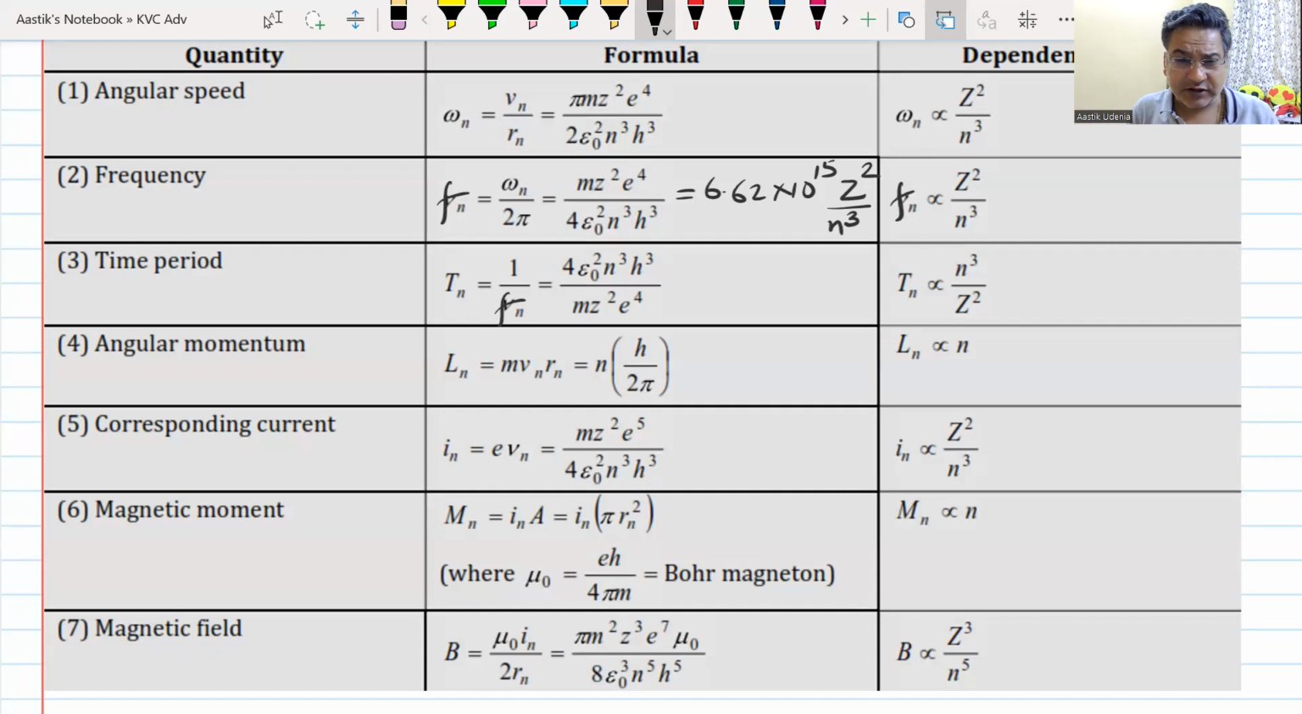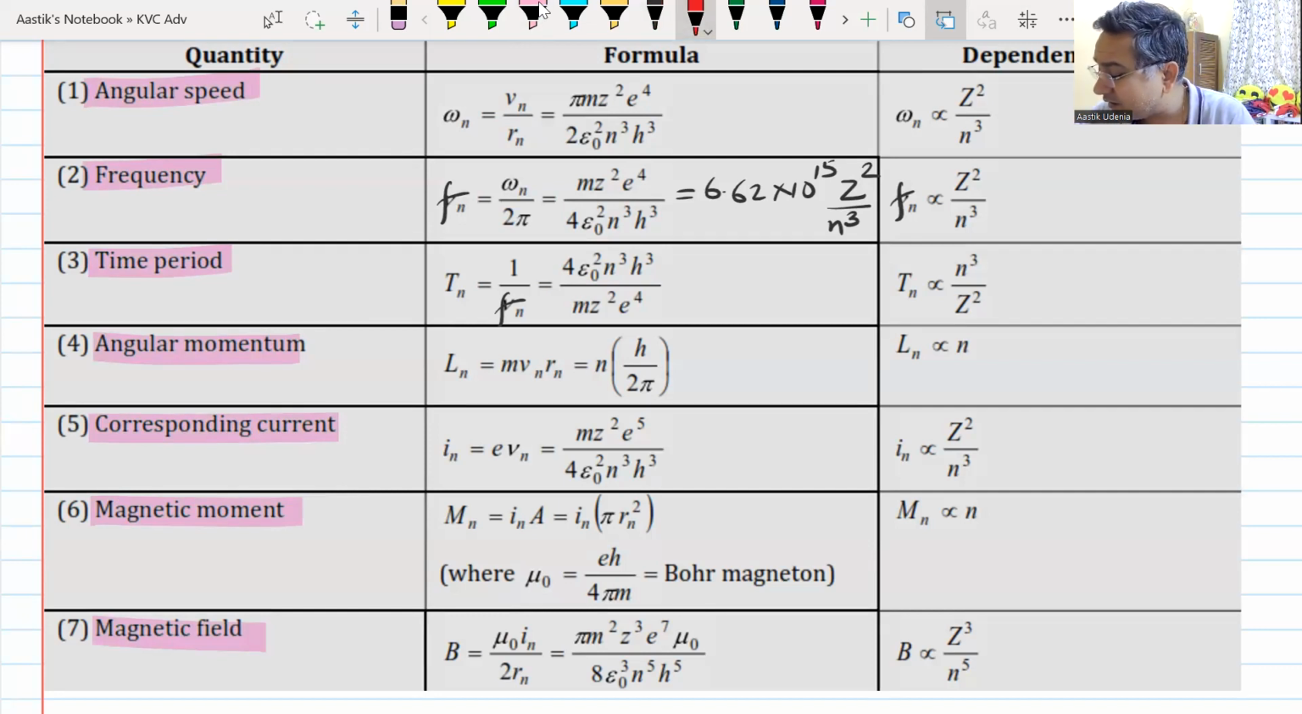Then comes this revolutionary diagram which tells us the other things. The first one is angular speed, then frequency, time period, angular momentum, current, magnetic moment, and magnetic field. You may not be able to remember the formula in the second column, but you will have to remember the formula in the third column. What is their dependency on the atomic number and the principal quantum number? Do we understand this?